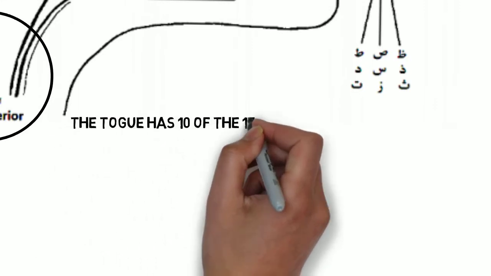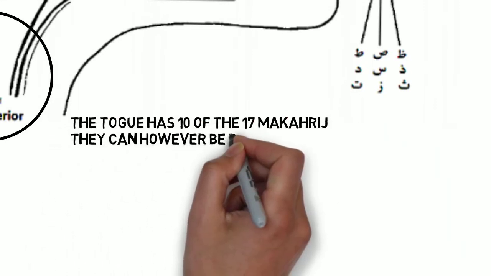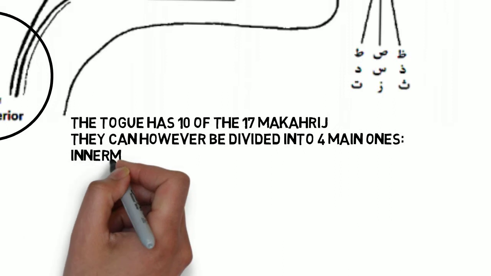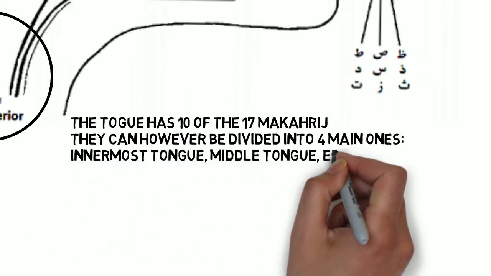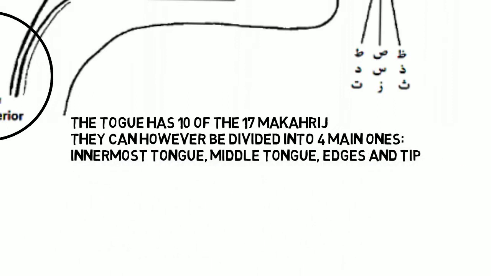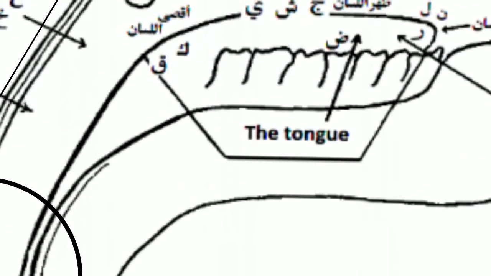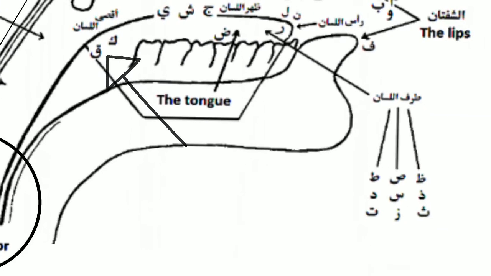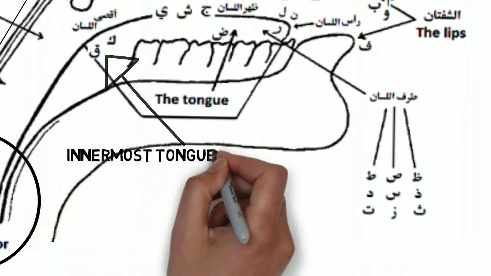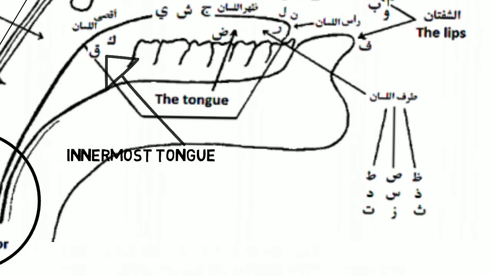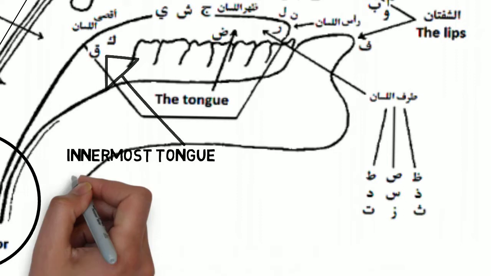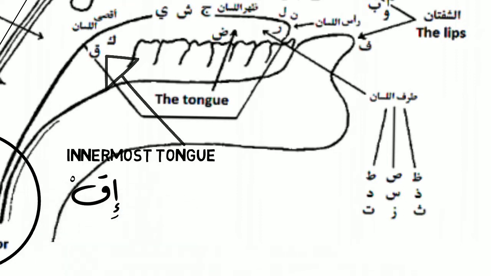Now we move into the tongue, which has 10 of the 17 makharij. They can, however, be divided into 4 main ones: the innermost tongue, the middle tongue, the edges, and the tip of the tongue. So here we have the innermost tongue. It's the articulation point of kaf and qaf. We'll discuss the difference between those two letters in another lesson, inshallah.